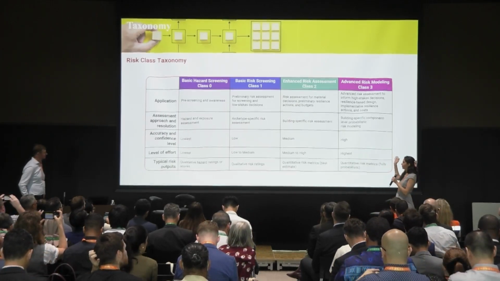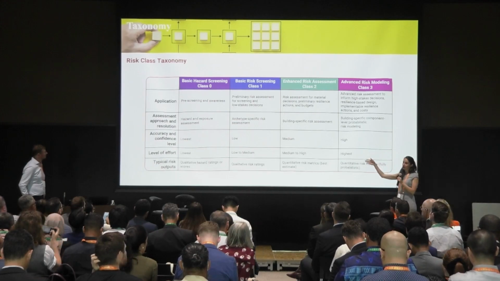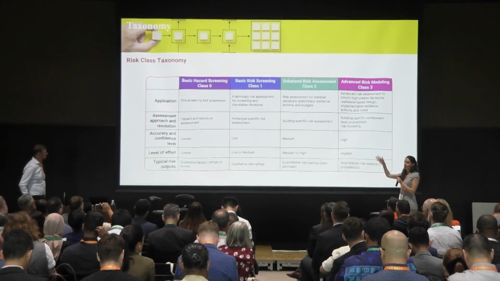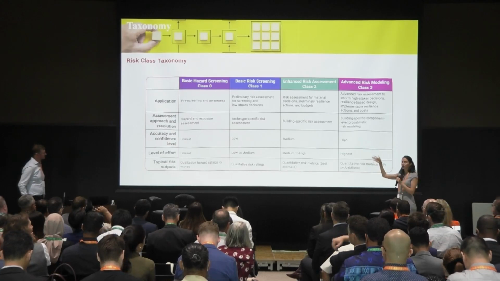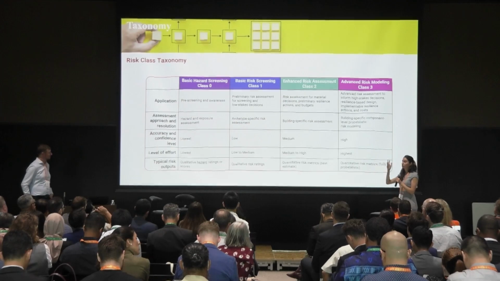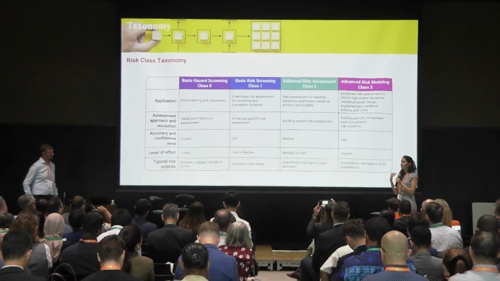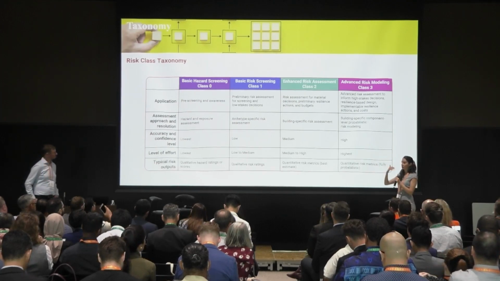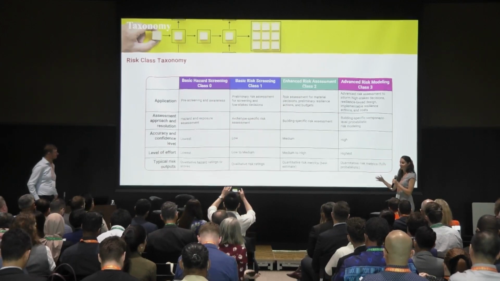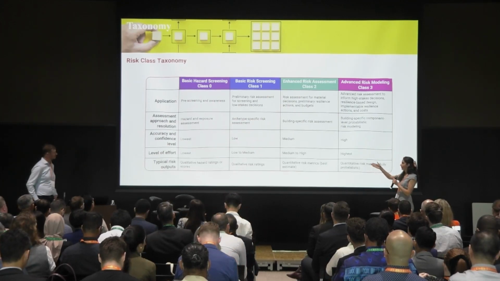If you look at the columns, the first one here is the class 0. We didn't do a case study for that one, but that one is really just a basic hazard screening or just an exposure assessment. So that's technically not a risk assessment, but sometimes you need to do it first to screen out things. If you're up in the mountains, you're not exposed to coastal flooding, you can screen that out. If you're not near a volcano, you can screen that out. So sometimes you need to do that.